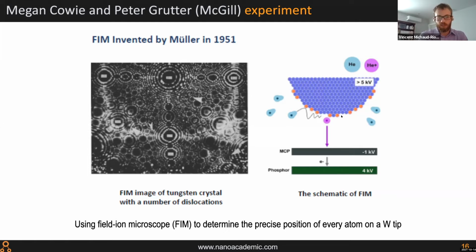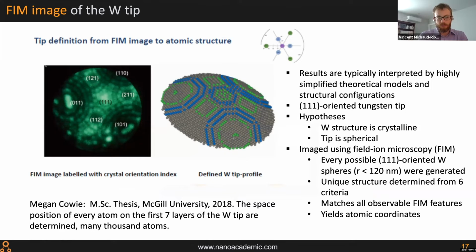After that, DFT is predictive enough to relax the final structure and the substrate. So this is the actual image that Megan got. You can see different planes in the tip that you can identify from the relative positions of the atoms. With some hypotheses, basically that this tungsten tip is crystalline, so these are actual crystal planes, and that the tip is roughly spherical, with some criteria she was able to generate all the possible spheres that have a radius close to 120 nanometers, and using 6 criteria, determine uniquely what the atomic structure of the tip was. And this yields the atomic coordinates for the tip.